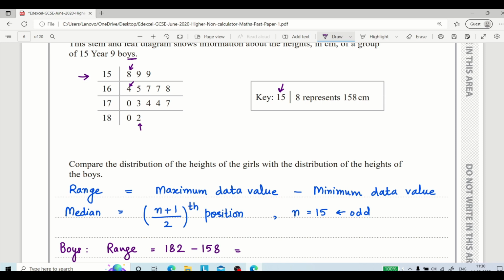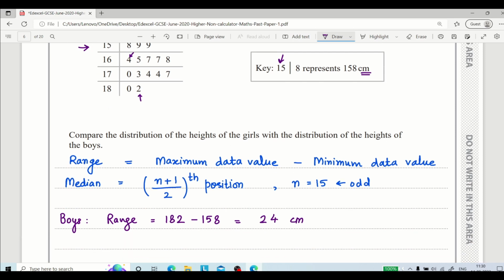So this subtraction will give you 24 what? Centimeters. Yeah, based on this part, centimeters. This is done with range. Now let's calculate median. Again, I'll request you to please keep that table handy, because it won't be possible to scroll back each time.